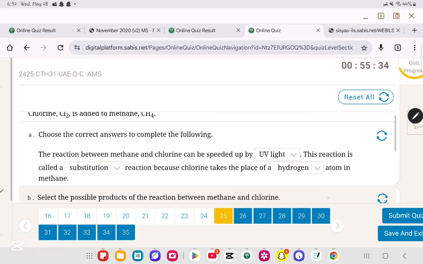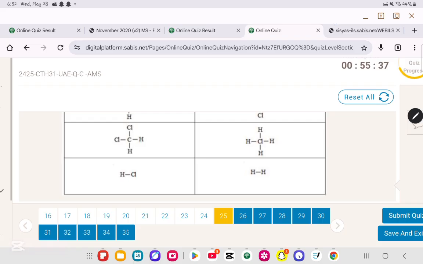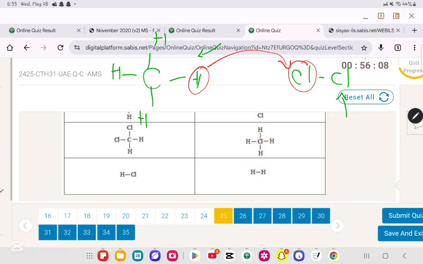Now, how do we know what the products of methane and chlorine are? In substitution, you're going to have carbon here. So it's, for example, CH4 like this, and Cl-Cl. So this is the alkane, which is the methane, and this over here is the Cl2, chlorine. In substitution, hydrogen will take the place of the chlorine, and chlorine will take the place of the hydrogen.